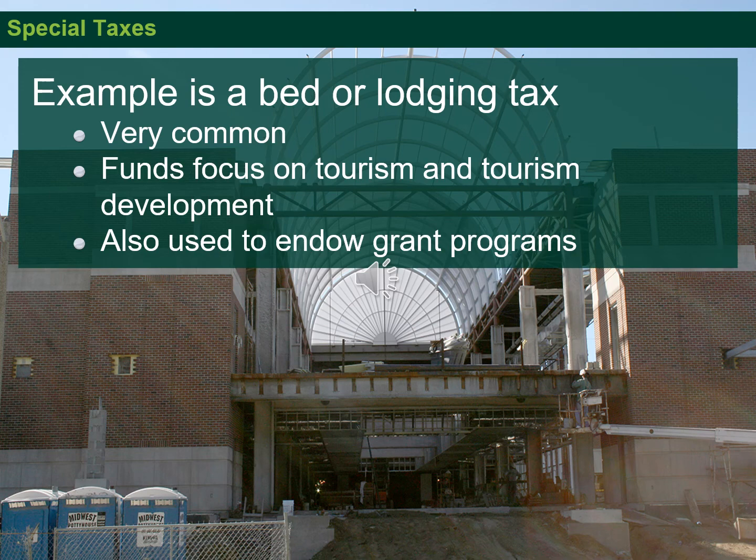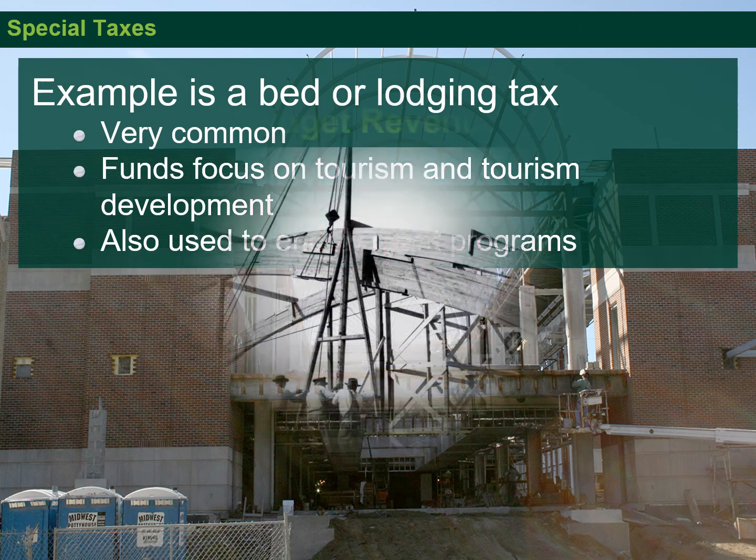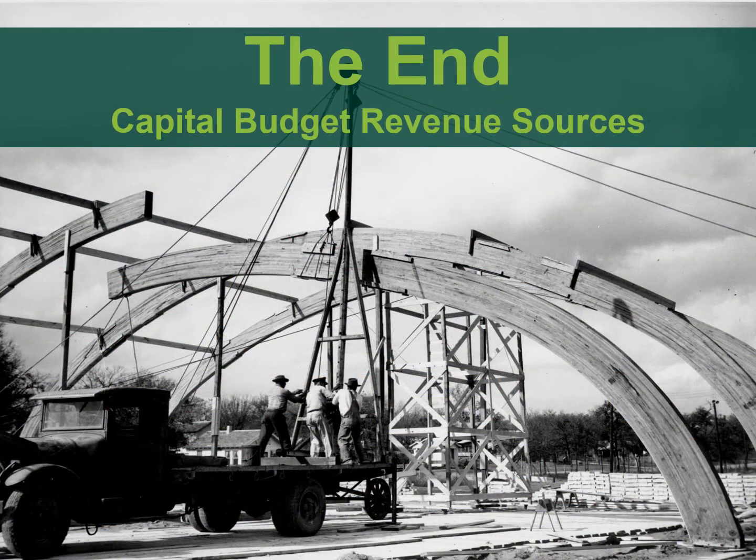The benefit to this is you have people that are coming through your area, people staying the night at the hotel, so you're taxing somebody from outside your geographic boundary to improve the inside of your geographic boundary. And that concludes our capital budget revenue source discussion.